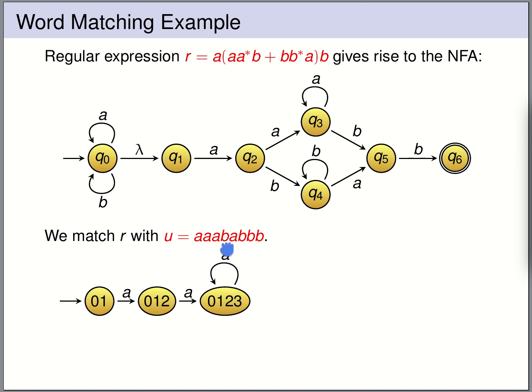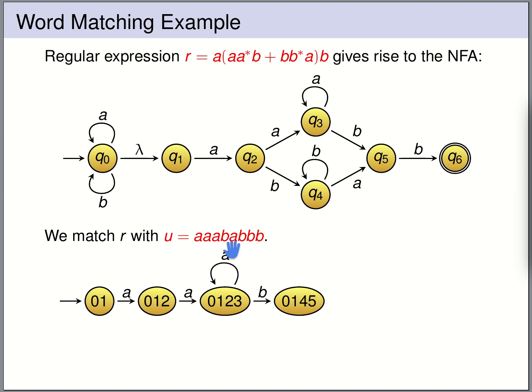Now we read a B. So what can we reach via a B path from Q0, Q1, Q2, Q3? From Q0, we can reach Q0, we can also reach by a B followed by lambda Q1, so we get Q0, Q1. From Q1 we cannot reach anything with a B. From Q2 we can reach Q4, so we get Q0, Q1, Q4. And from Q3 we can reach Q5 via a B path. So we get 0, 1, 4, 5.